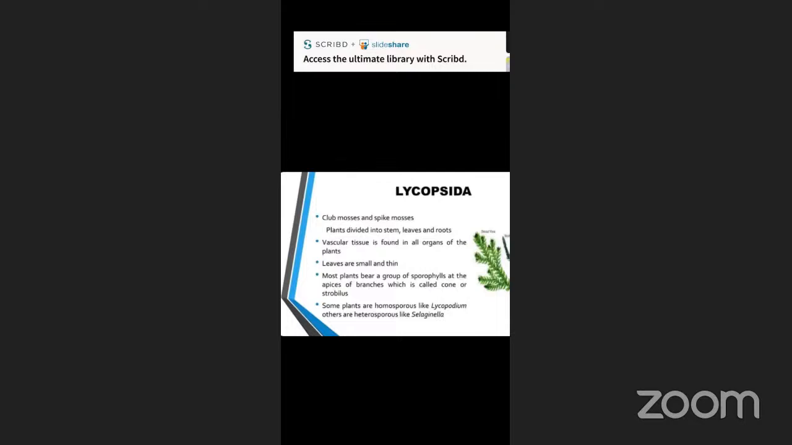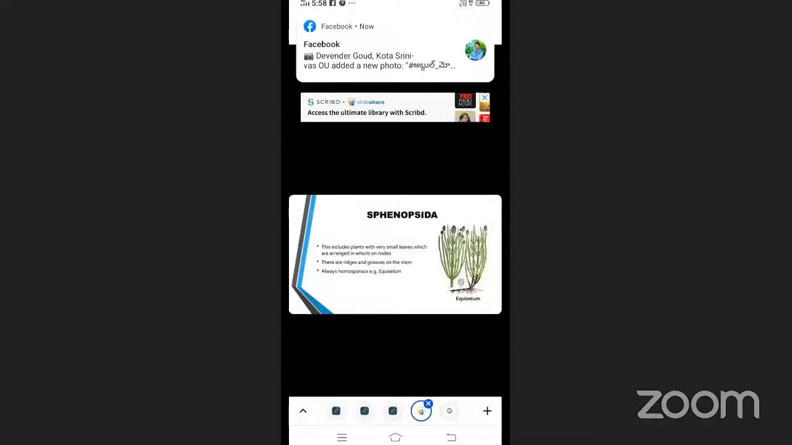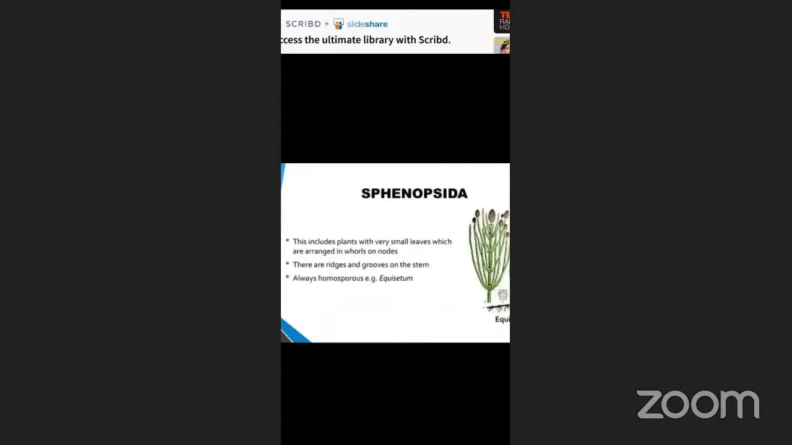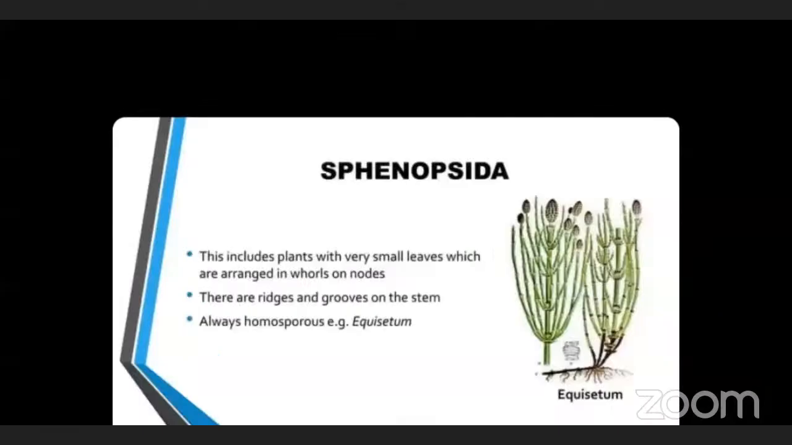Another division is the Pteropsida. So another division is the Sphenopsida. That is the Sphenophyta or Sphenopsida.